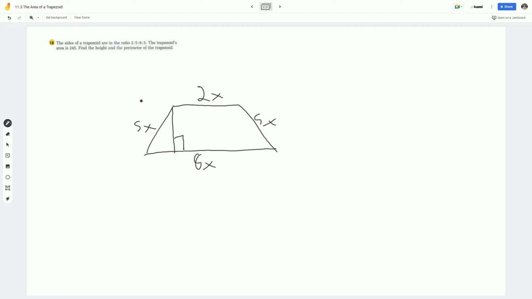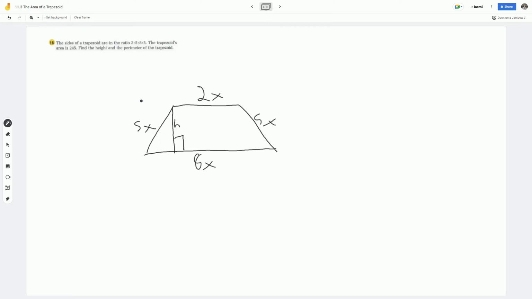And once again, I used x as a scale factor because we know all the sides are in the same ratio, which means when we scale one side, all other sides have to be scaled. We can scale it by x. And if the trapezoid's area is 245, we have one variable for the base and another for the height.